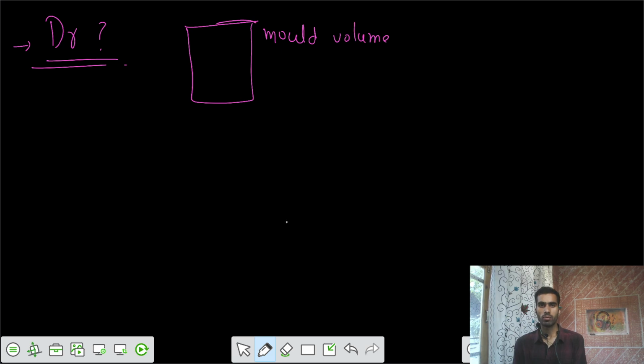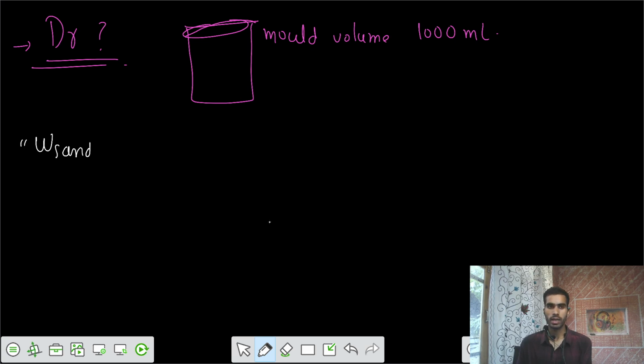A mold is there of volume 1000 milliliters, and we are pouring the sand sample inside that mold. The weight of the sand, if I fill that sand dynamically, that means by means of vibration, is equal to 2.1 kgs in this mold.